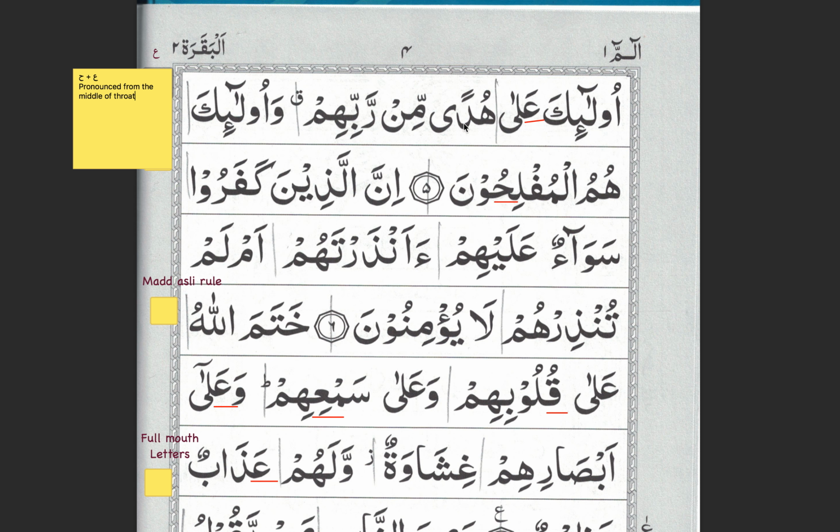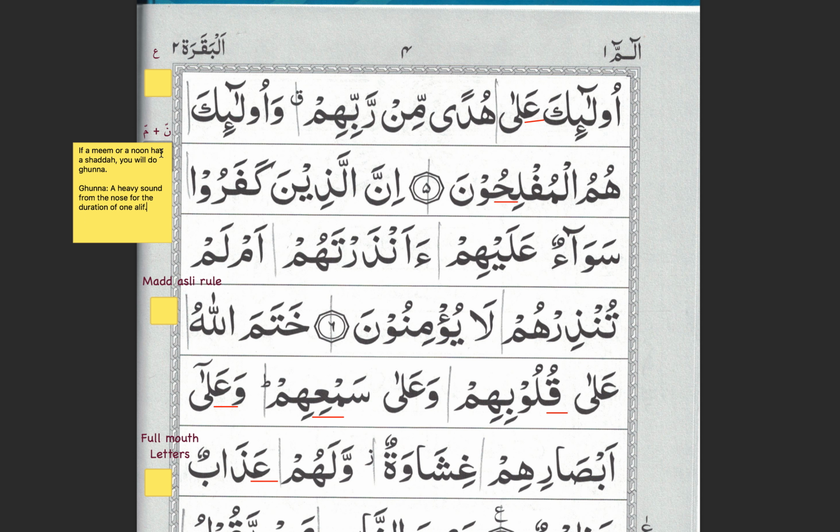It's a ha, then it's a dal. This dal will join to the mim of the next word because the mim has a shadda, isn't it? Can you see? So hudam. Read it. Hudam. Yeah, so you have to do ghunna. Do you remember the ghunna rule? If a mim or a nun has a shadda, you will do ghunna. And do you remember what ghunna means? Heavy sound from the nose. Yeah, so you have to remember that rule.